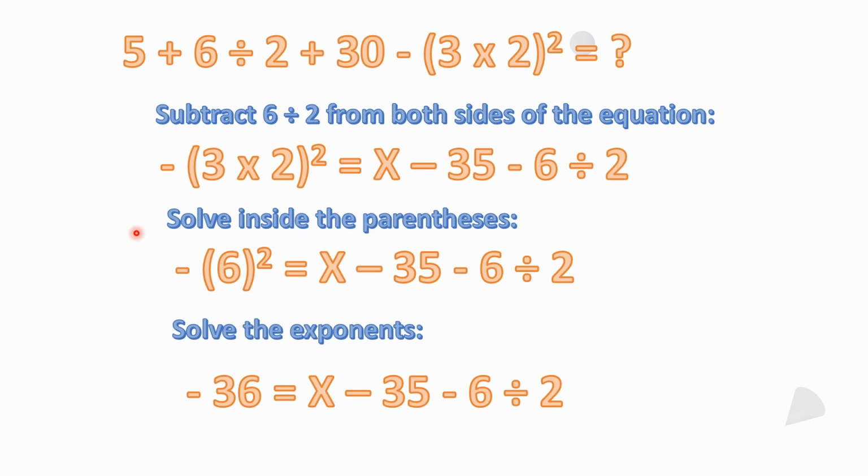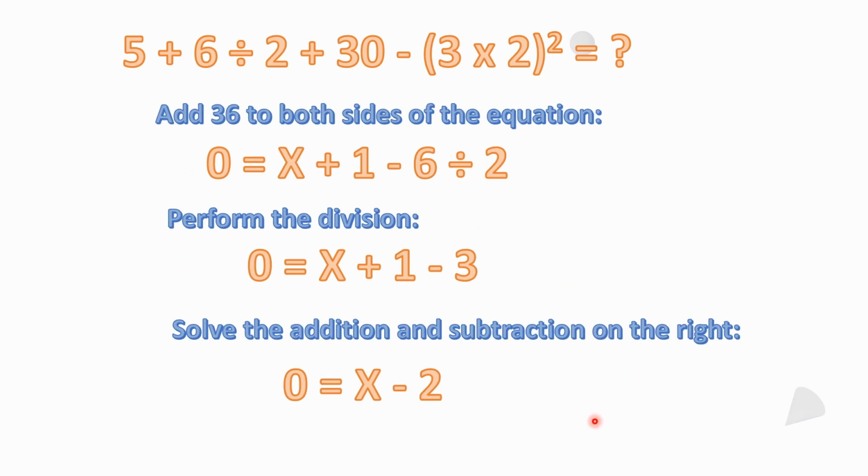We do have to solve inside of the parentheses again. So 3 times 2 is 6. So we've got the 6 in here to the second power. And don't forget we have a minus sign out here that's carried over, equals x minus 35 minus 6 divided by 2. Now let's solve the exponent on the left side of the equation. That's going to give us minus 36 equals x minus 35 minus 6 divided by 2.